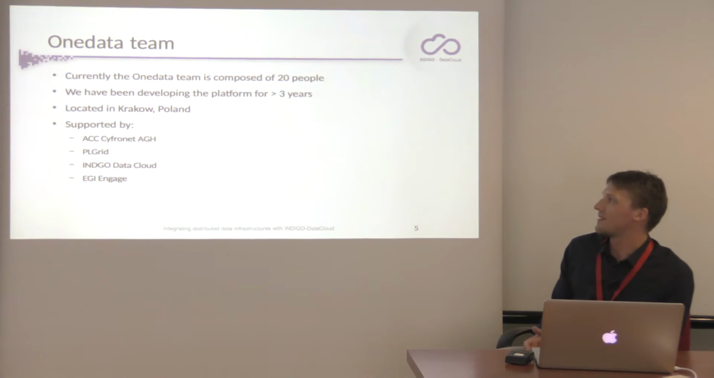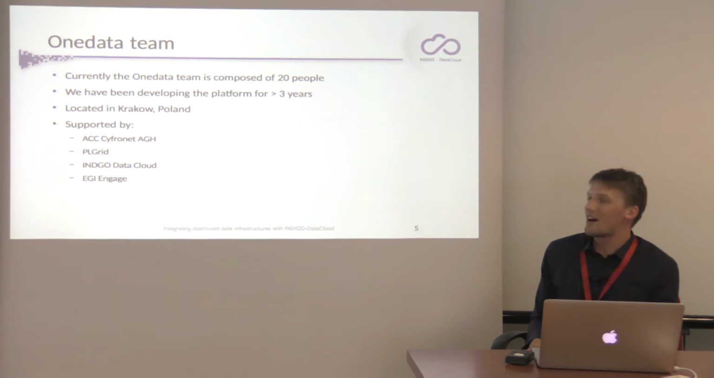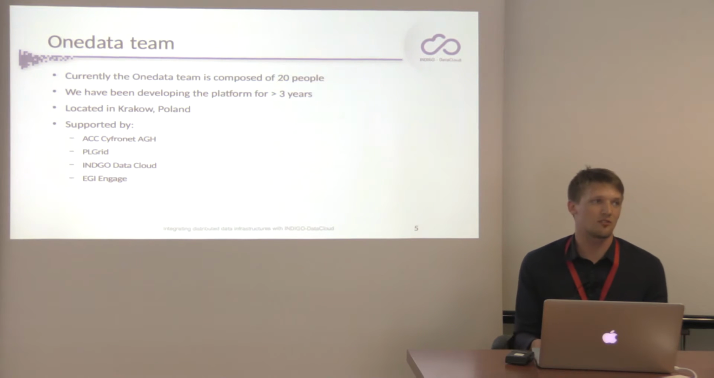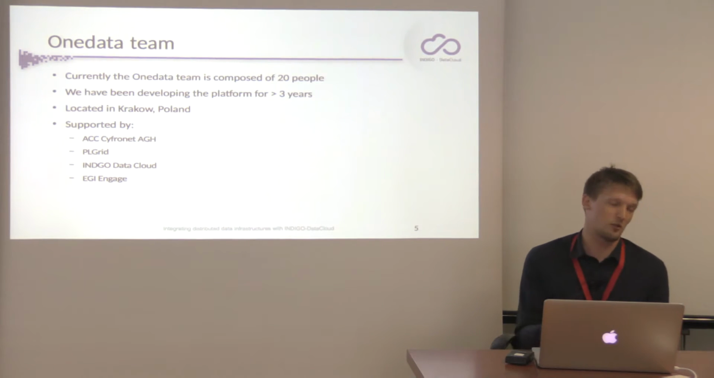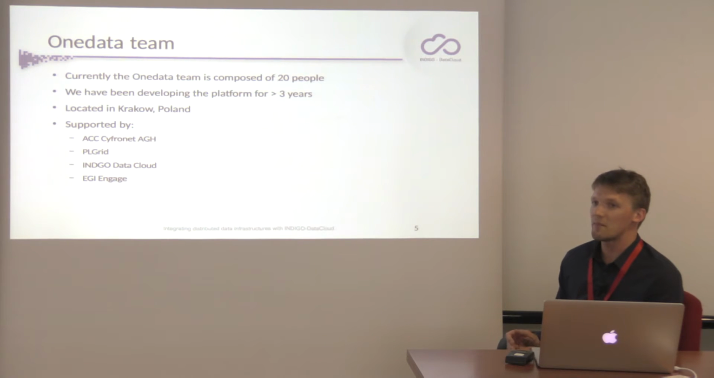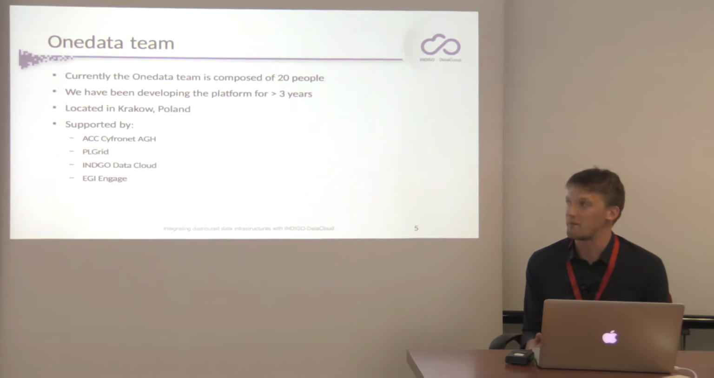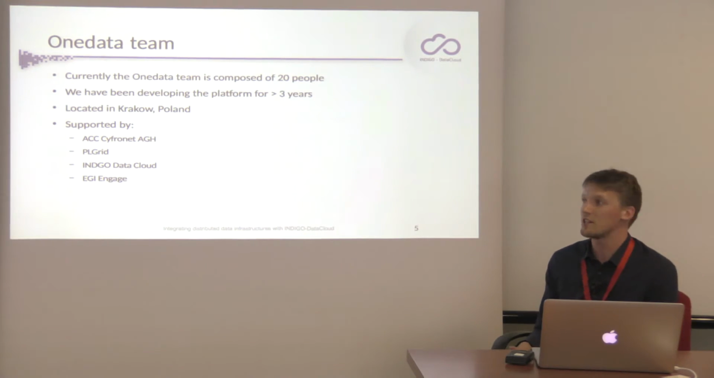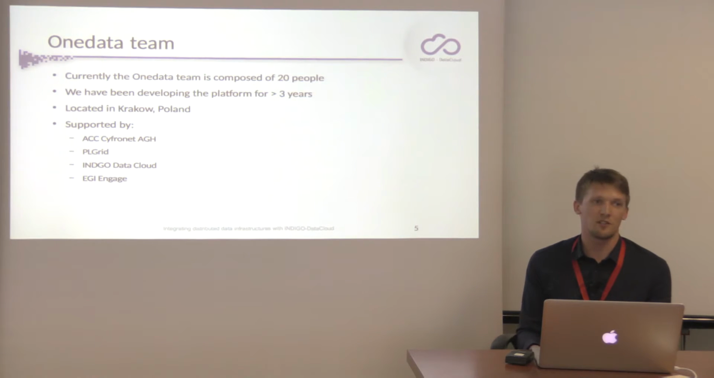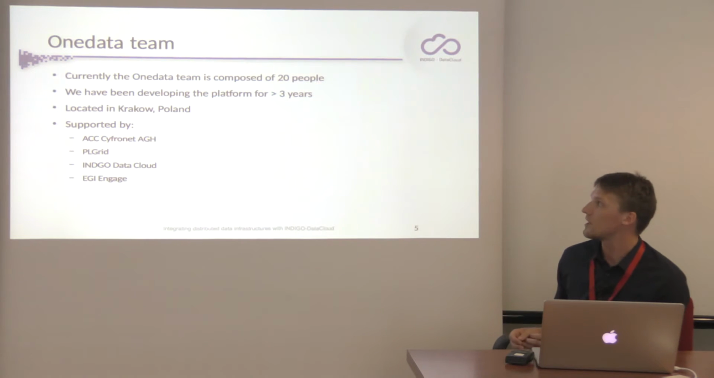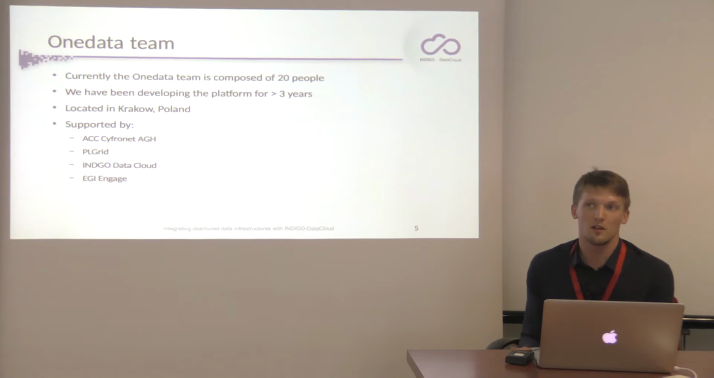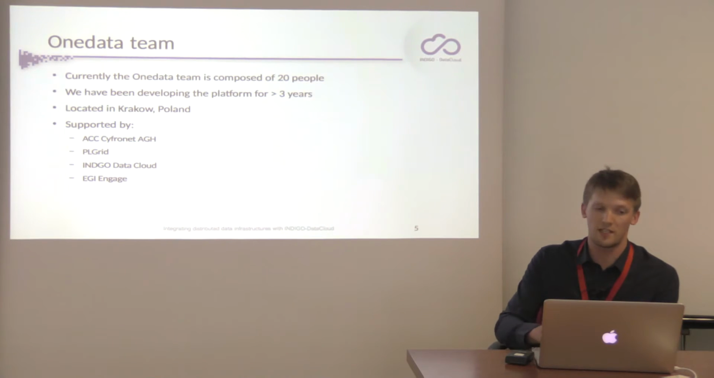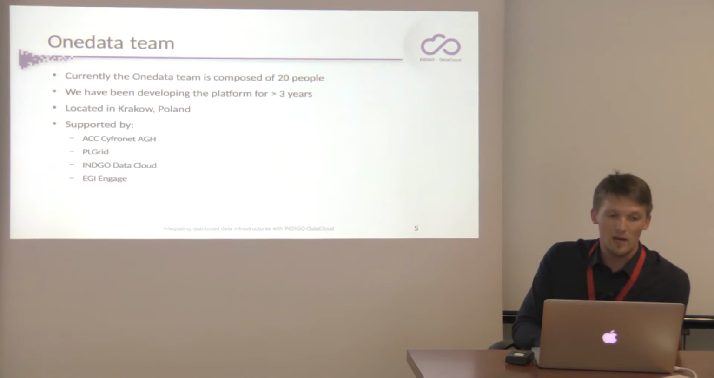So, shortly about the OneData team, briefly. We are currently composed of about 20 people, and the OneData team is grouped into developers, which we represent, the documentation and support team, and the testing team. The platform has been developed for more than 3 years. During this time, we've released versions 1.0 and 2.0, in which we greatly increased the scope of the project, and both versions were deployed to Cyfronet and PL-Grid resources. We are located in Krakow, Poland.